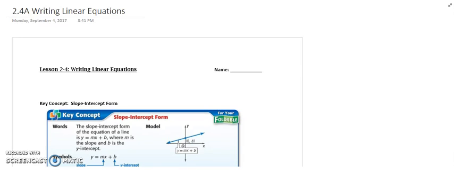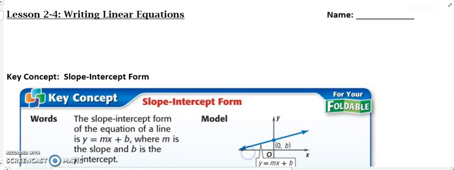Okay, we are going to do 2.4, but we're only going to do the first part. We're going to do writing linear equations. Then tomorrow we'll take a look at graphing them. Okay, so we're writing linear equations.